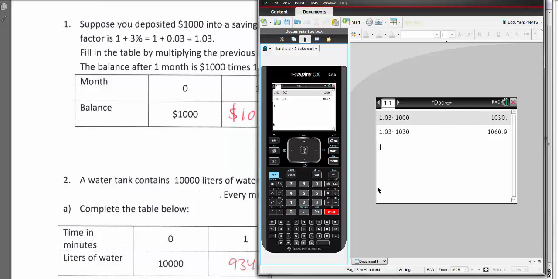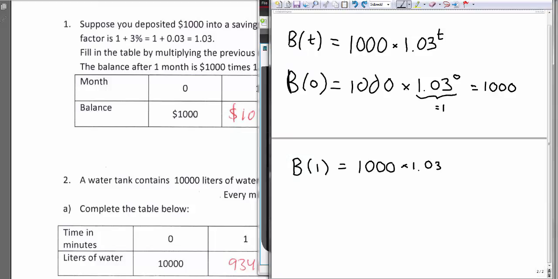The good news about this general formula is that we don't have to do this. Let's say if we want to know how much money we have after 10 months. We don't have to do this 10 times. We can just enter the value directly. So let's say, what is the balance after 10 months? Well, we just put in 10 into the formula. Substitute 10 for t, 1000 times 1.03 to the power of 10. And of course, this is a calculator exercise.